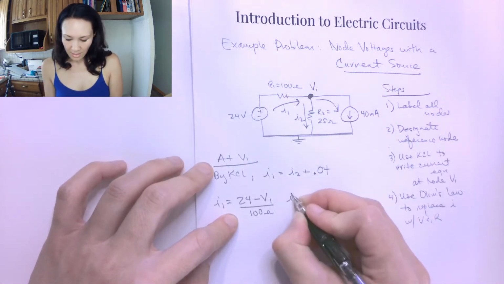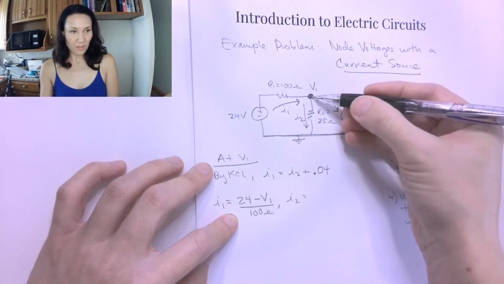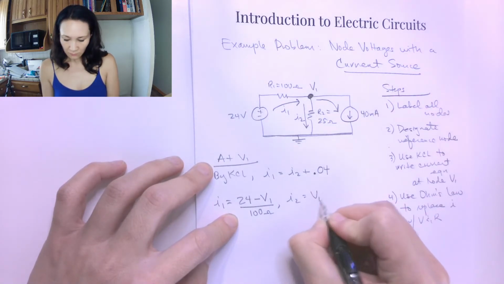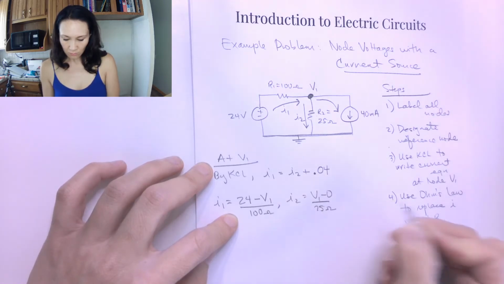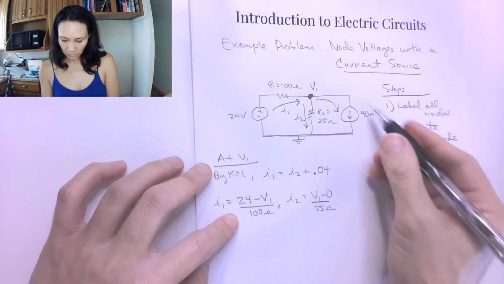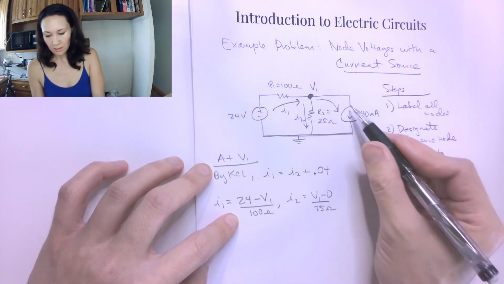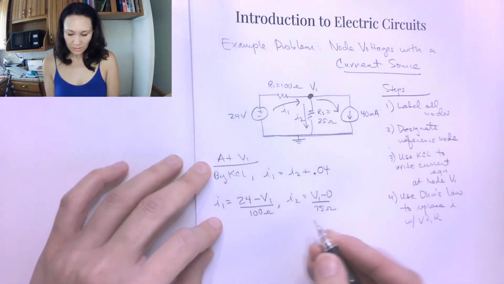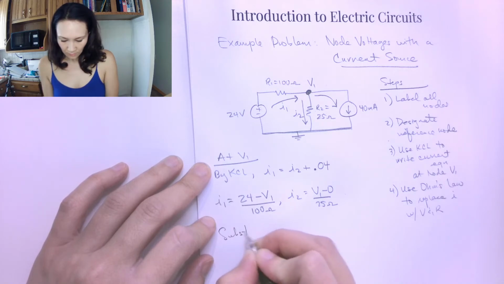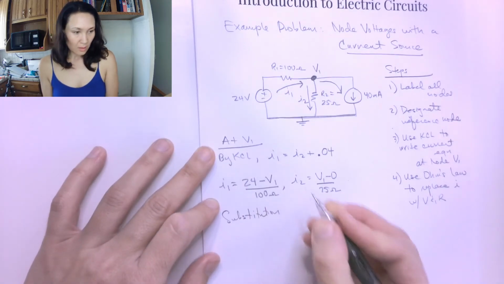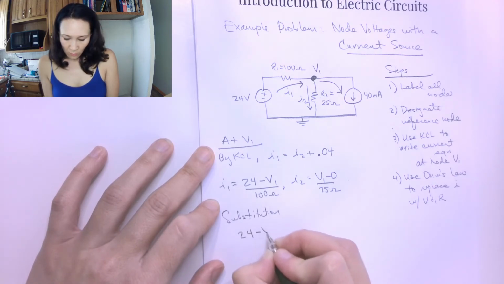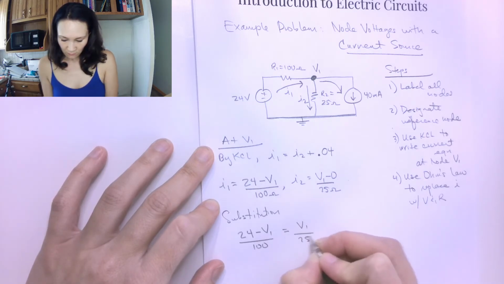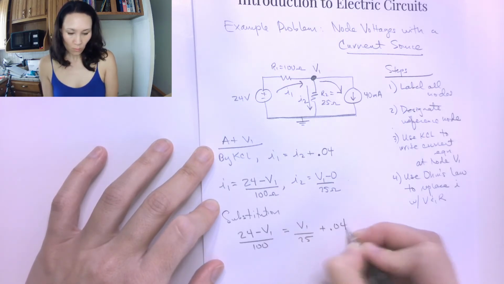Great, so then my I2 is going to be V1 minus 0 divided by the resistor between, which is 25. V1 minus 0 over 25 ohms. And then my I3, I already know what this is because the current going down this branch is listed by the source as 0.04. So now I'm ready to make my substitution. My equation is now 24 minus V1 over 100 is equal to V1 over 25 plus 0.04.